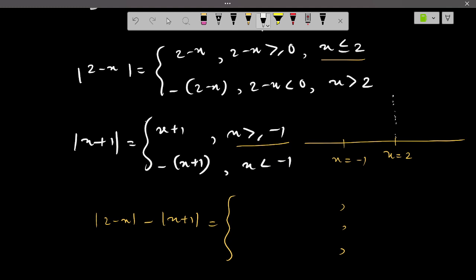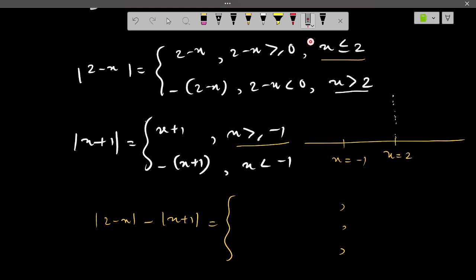Greater than 2, look at here everyone, greater than 2. From this modulus, when x is greater than 2, we are getting this function, which is nothing but x minus 2. So this side it will come x minus 2. I hope you are getting my point. Greater than 2, that means this side, I am talking about this side.